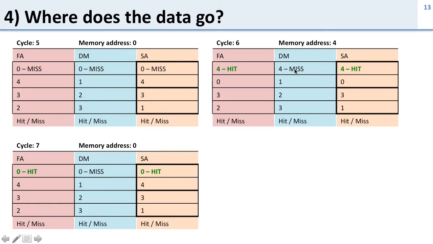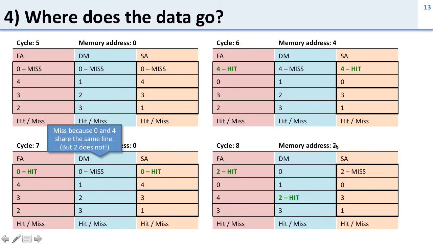So you can see what's happening in the direct map cache here. 0 and 4 are conflicting because they can only go in one place, and we keep kicking them out. So we're missing every time, even though we have plenty of space in our cache for stuff we're not using. Whereas the set associative and the fully associative have more flexibility and can make this work better.